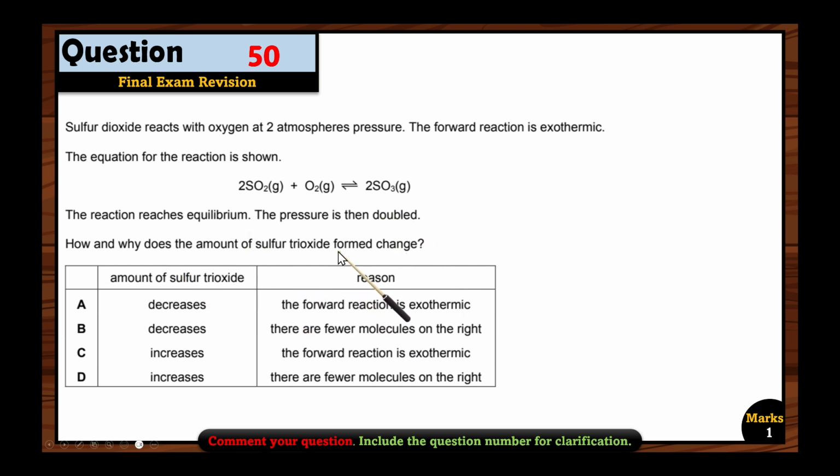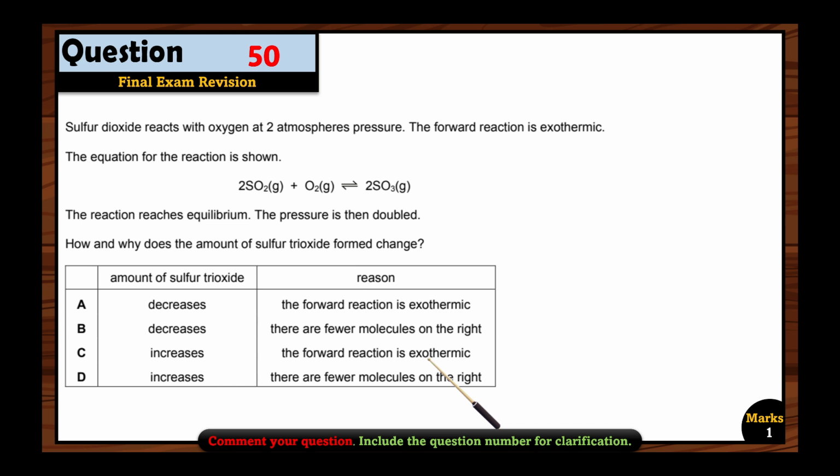So what will happen to the sulfur trioxide amount? It will double, right? It will increase. So C and D options are the right options. Why are C and D right? Let's see. The forward reaction is exothermic, but the pressure has nothing to do with exothermic and endothermic reactions.